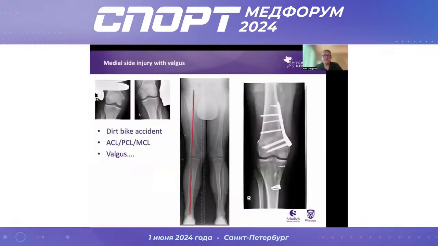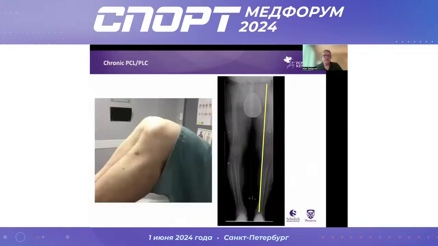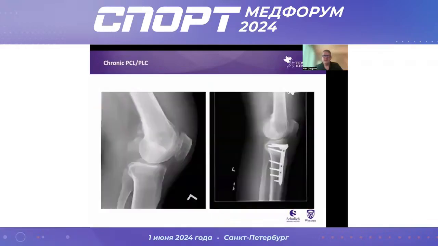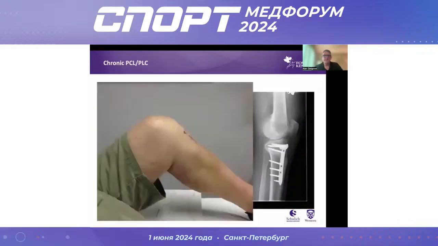Similarly, this is a medial-sided injury with an ACL, PCL, MCL, and there's a distal femoral osteotomy to correct his valgus. We can also use it to correct slope. This is a PCL injury, and we increased this patient's slope as well as correcting the coronal plane, and this actually improved his station significantly, and he didn't need any further soft tissue reconstruction.